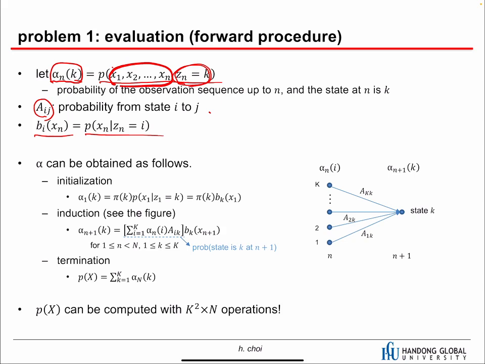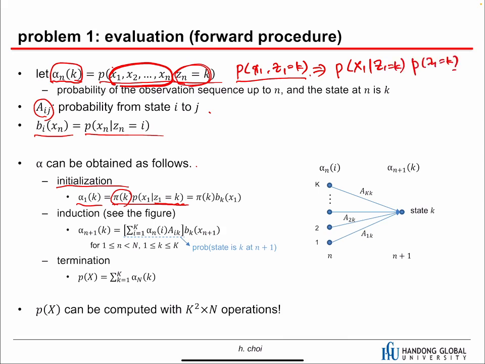And then alpha can be obtained as follows. First, we initialize alpha 1. So alpha 1 is actually P of x1, z1 is k. This one can be decomposed in this way. This one is P of x1 given z1, and P of z1 is k. So that's what this is. And then this one goes to this one directly, and this one is actually the emission probability. So this is the initialization of alpha.